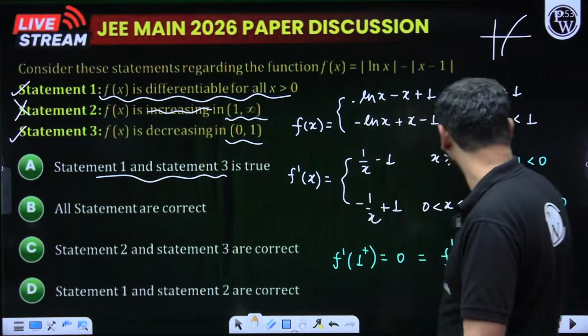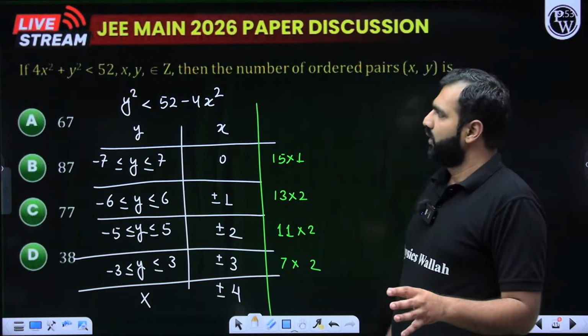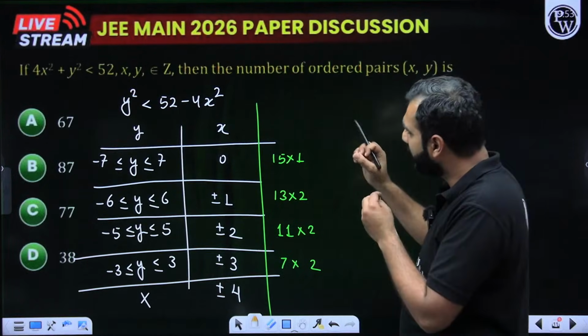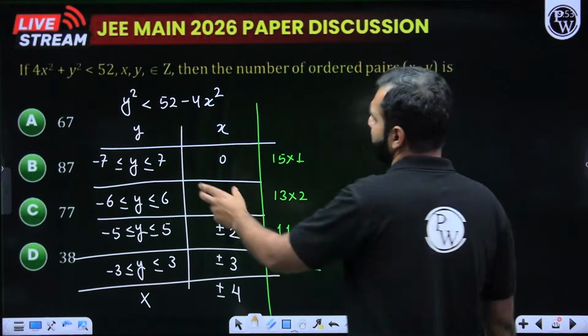Can I move ahead from here? Moving towards the next question. Let's see the next question. Truly speaking, the same question with the same data we did yesterday as well. So I think there must be some correction in the data.